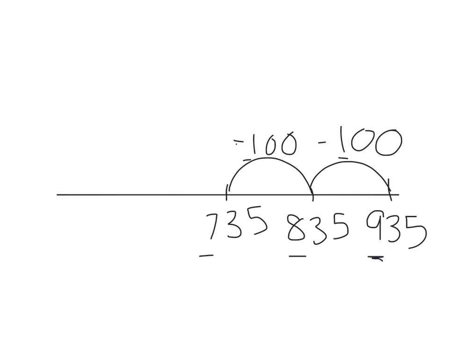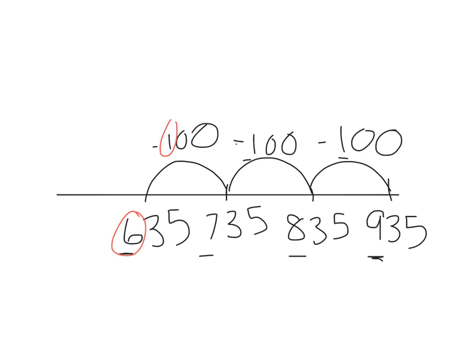So each time I'm taking away 100, I'm only changing the number that's in the hundreds column every time. So this number, this number, this number, this number. Each time I'm only taking away 100. So I'm only changing the number that's in the hundreds column.